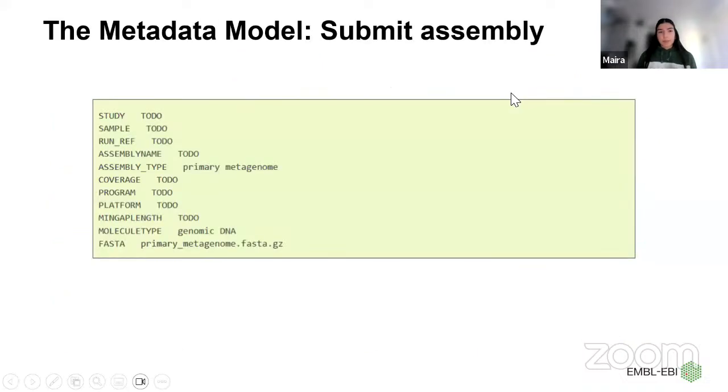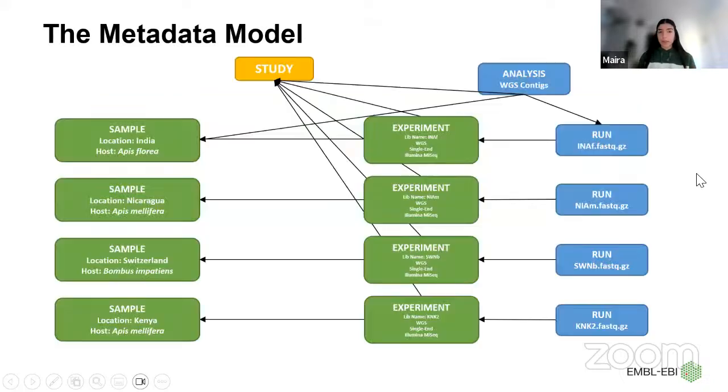So this is the kind of metadata that you would provide when submitting an analysis object. You can see here the assembly type that you are submitting, the coverage, the molecule type, the file name, the study this belongs to, the sample, the run this belongs to. And that completes our metadata model.